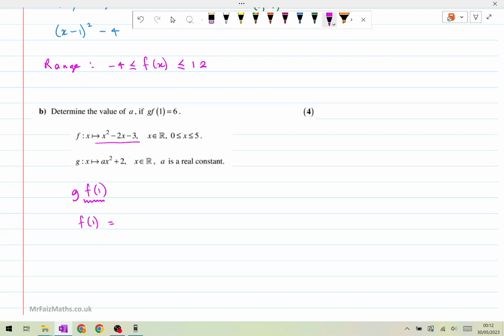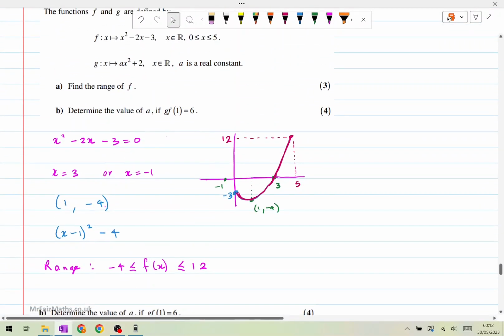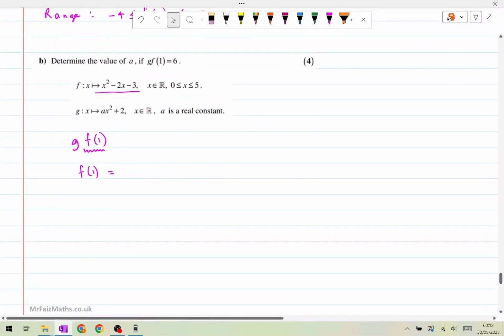So you could use a calculator and plug the numbers in. x equals 1 squared minus 2 times 1 minus 3. But of course, we already found that here. We know that when x is equal to 1, y is equal to minus 4. So we don't really need to do any working for that. Just from part A, we can write down that f of 1 is equal to minus 4. So we're going to take that answer. So this bit here is equal to minus 4.